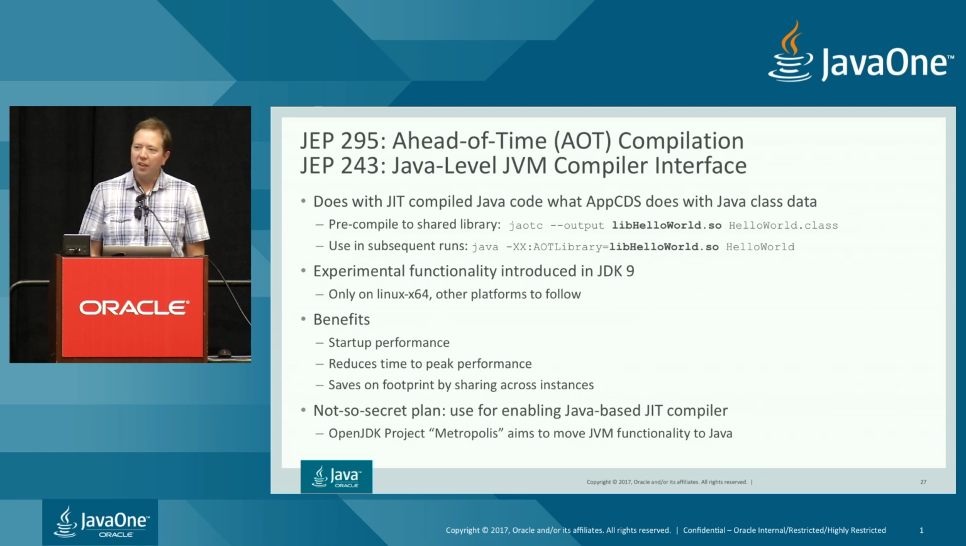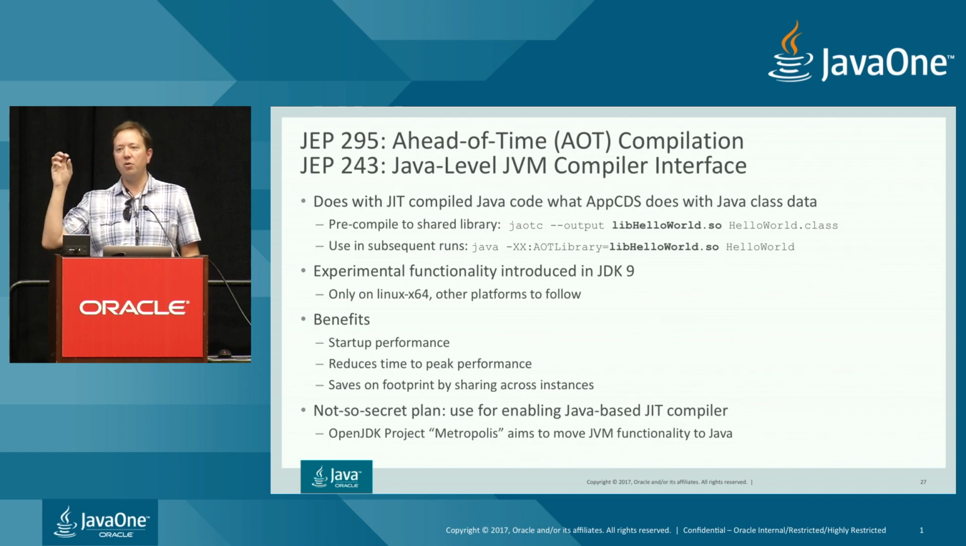On a similar topic, we have AppCDS that takes care of Java class data. The other thing we worked on the last few years is functionality called AOT, or ahead of time compilation. This is doing with JIT compiled code the same thing that AppCDS does with the class data. In a normal operating system shared library, you have the data aspect and the code aspect, and you package them as a lib. This is doing the same thing with code.